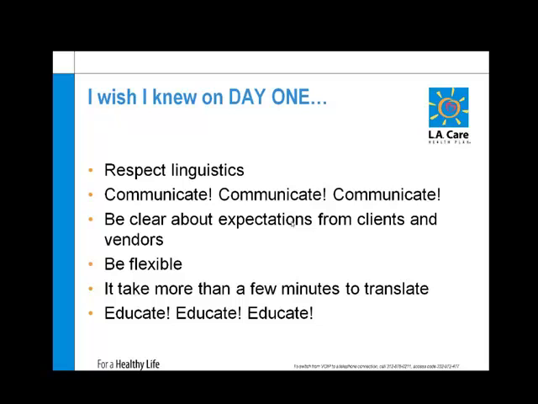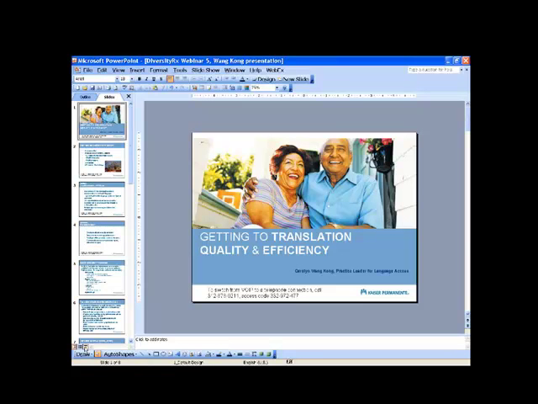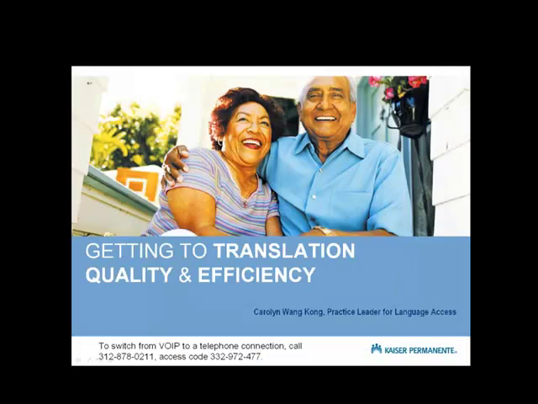So while Carolyn's getting her presentation up for us, I'd like to introduce our third speaker, Carolyn Wang Hong, practice leader with Kaiser Permanente, Northern California region. Actually, her full title is practice leader at Language Access. In her role, she is responsible for providing leadership in developing and implementing a regional strategy for language access, and that includes interpreter and translation services.